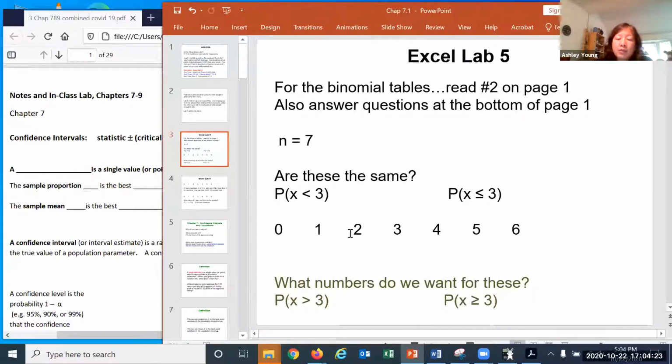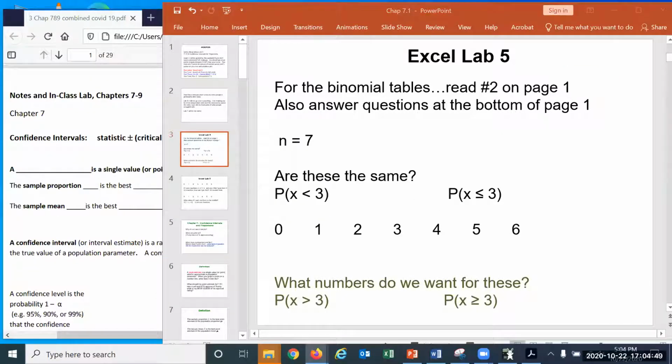So let's talk about some things that people struggled with. One was when n is 7, so assume binomial n is 7. Would these 2 things be the same? Probability that x is these 2 things, what are they? Are they the same or not the same? So 15 seconds, think about whether or not they're the same. Everybody look at that. Are these 2 the same or not? These 2 things here, these 2 probabilities. Not. Okay, how are they different?